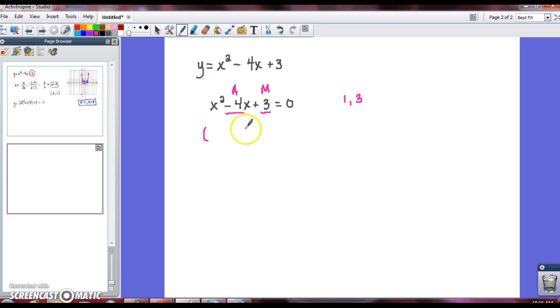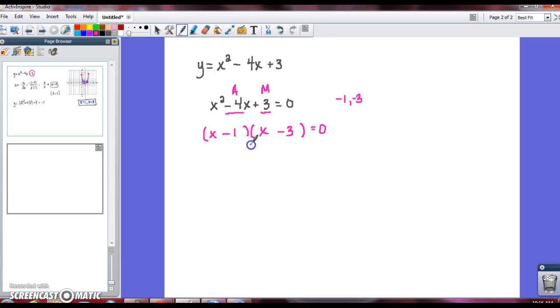So if I set up my two sets of parentheses, I have x and x. I have x minus 1 and x minus 3. Okay, I'm going to use -1 and -3 because they add to -4, but they also multiply to +3. When you multiply a negative by a negative, you get a positive number.